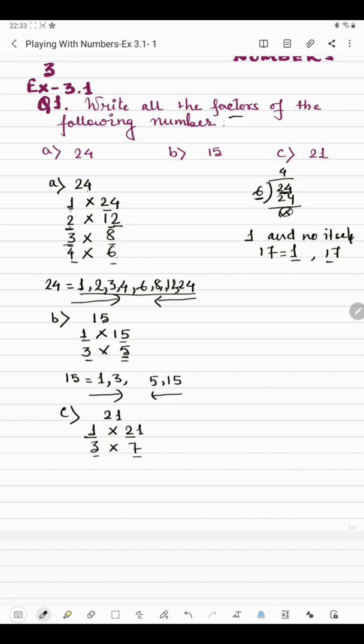Now after 3, 4 comes, and 21 cannot be divided by 4. Then 5, 21 also cannot be divided by 5. Then 6 also is not possible, and 7 is already there. So that means the factors of 21 are 1, 3, 7, 21. So these are the factors of 21.